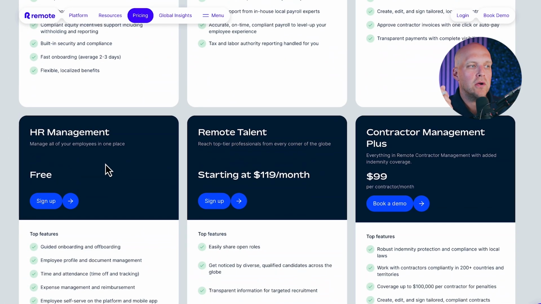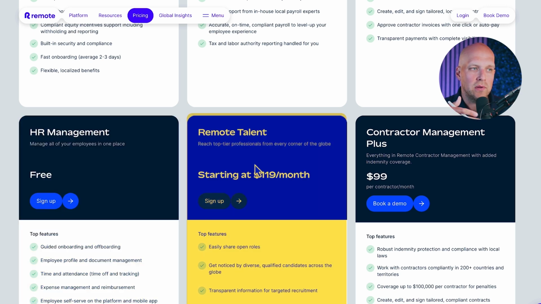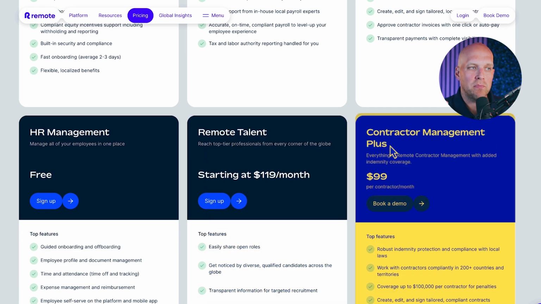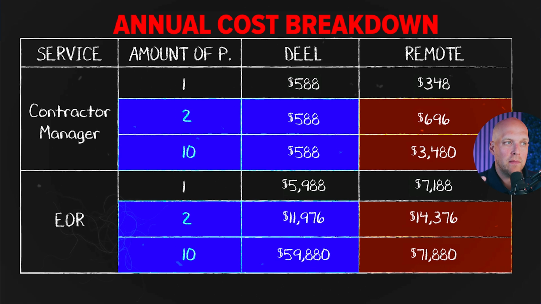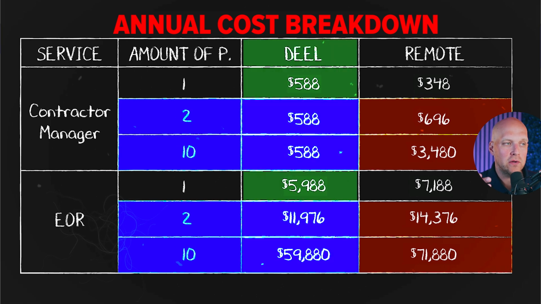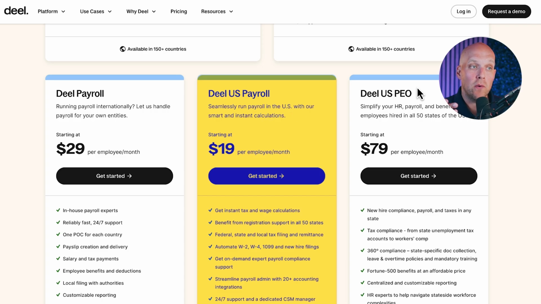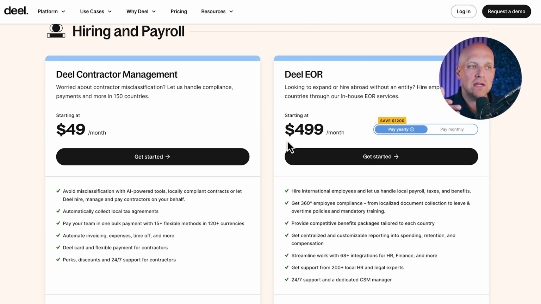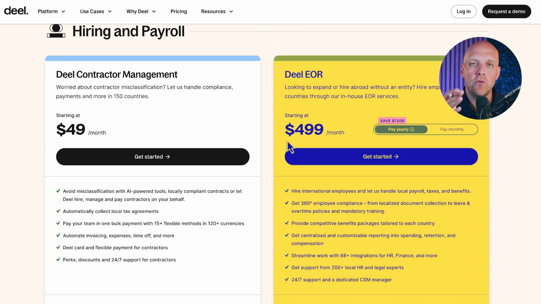So then when you go down here, there is the HR management, which is free. And then they have like remote talent, so the ability to reach top tier professionals, and then also contractor management plus. So when you're looking here, in my opinion, I prefer Deel.com because they also give you the options of running the US payroll and then the PEO in the US. But the biggest thing that you're going to see when you're comparing Deel.com versus Remote is that it's going to save you $100 a month per international employee with Deel.